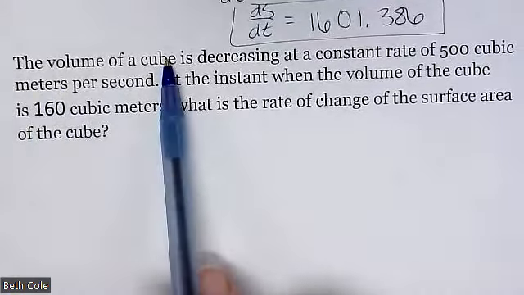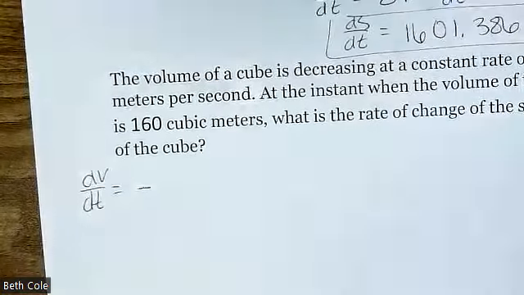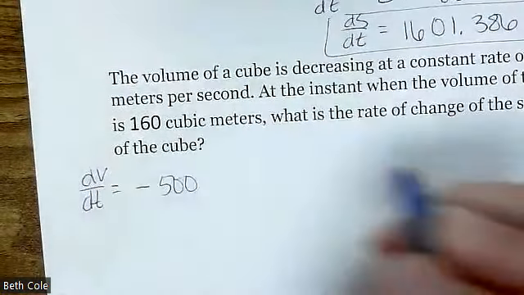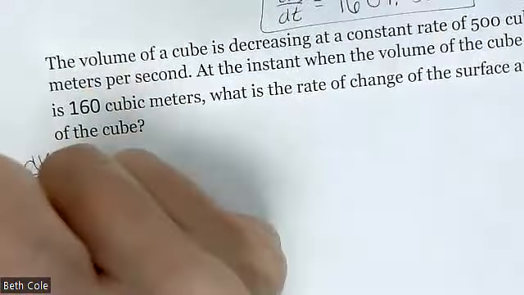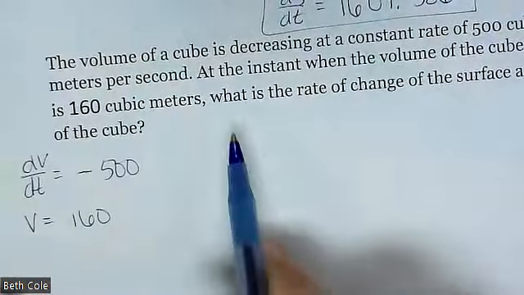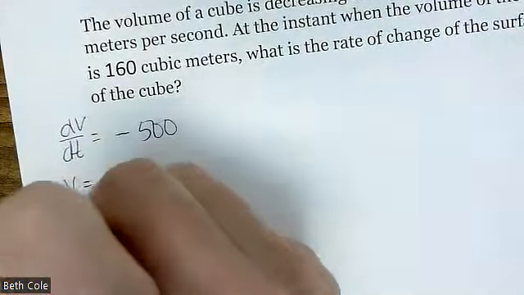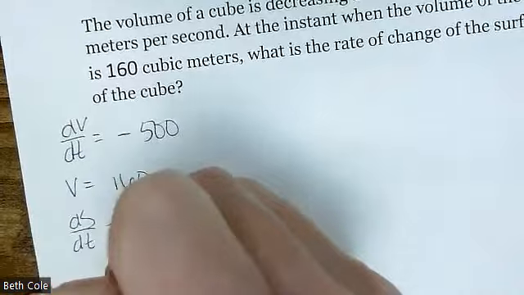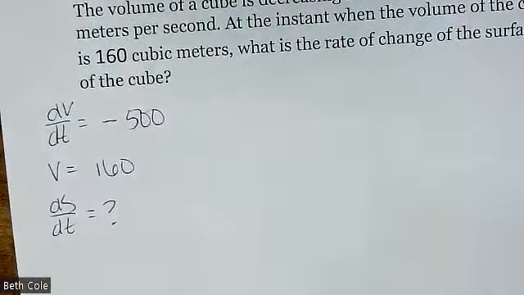All right. And then last one, volume of a cube is decreasing. So that's dv dt, and it's going to be negative since it said decreasing. So negative 500. At the instant when the volume is 160 cubic meters, what is, this is your question mark, rate of change of the surface area? So this is again going to be a 2-part problem. You have volume and you have surface area.